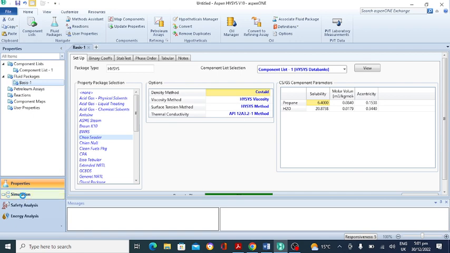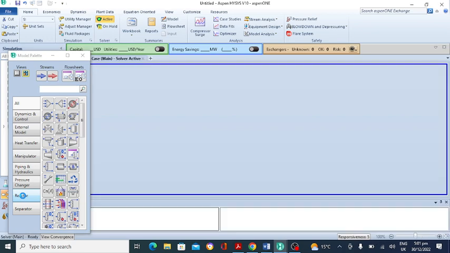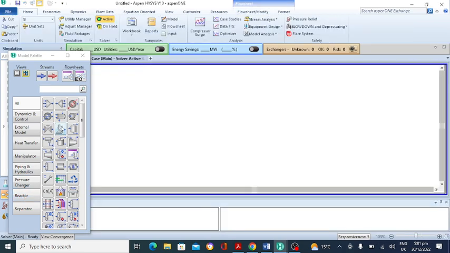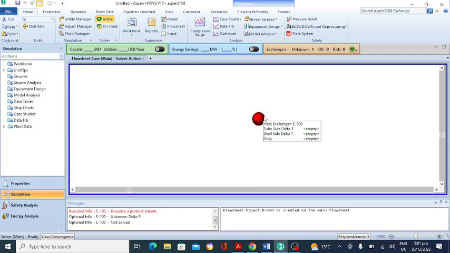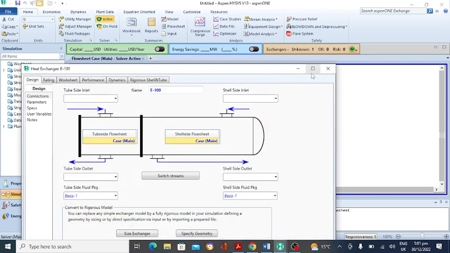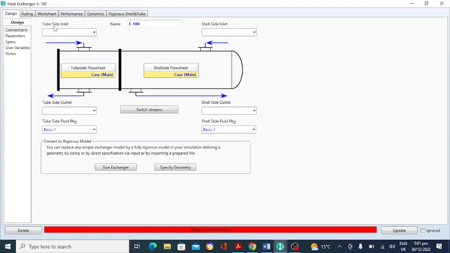Now we will go to the simulation. The simulation environment will open, and here we will add a heat exchanger. This is the heat exchanger. Click on it. It is okay. Now close this one and double click on the heat exchanger. So this is the tube inlet, tube outlet, and this is the shell inlet and the shell outlet.